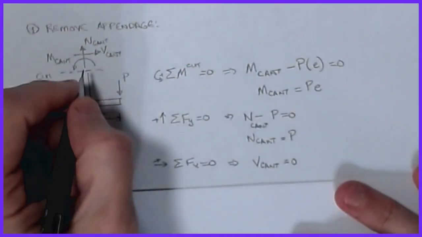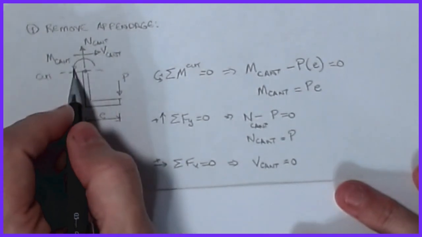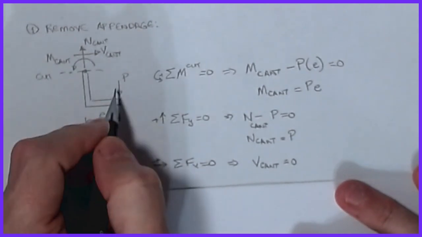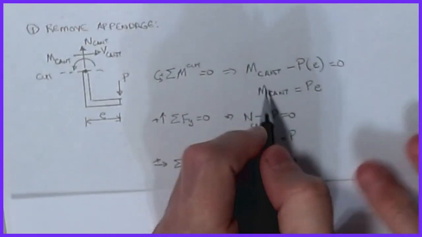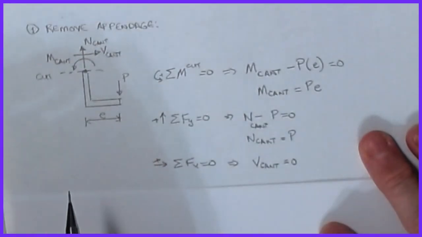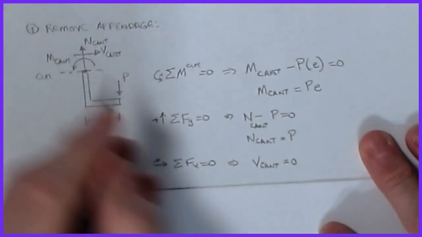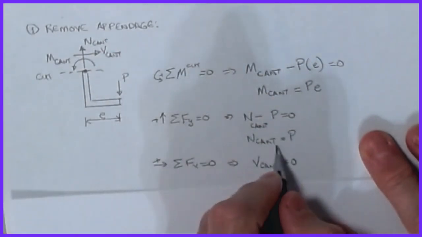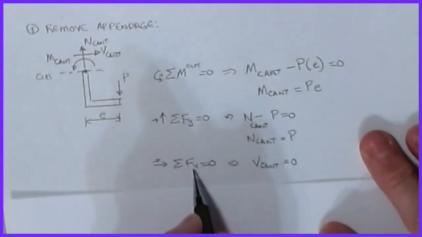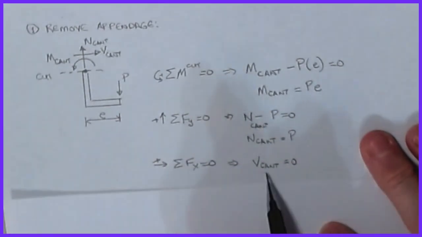If I sum moments at the cut location, then my equation is M cant positive minus P times E, because this force multiplied by this E is the moment made about that point. And so I know that the moment at the cantilever is P times E. Then the sum of forces in the y direction: N cant is acting up and P is acting down. This is my equation, so N cant is equal to P. Now I have all of these pieces. And just for good measure, the sum of forces in X equals 0 shows me that the shear is 0 because there's no horizontal load. That should be no surprise.